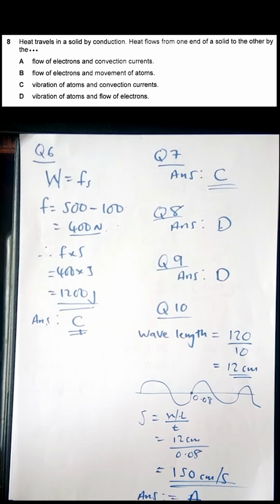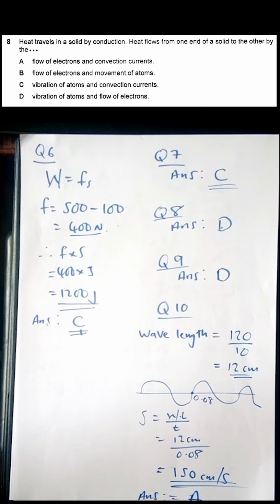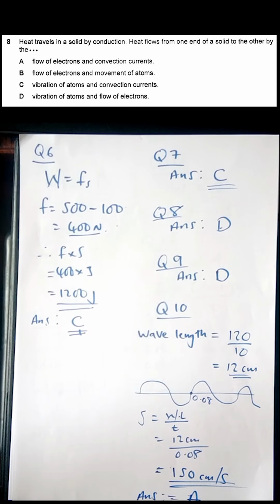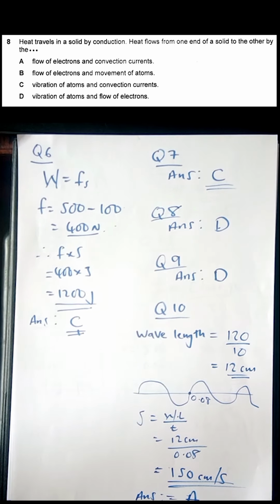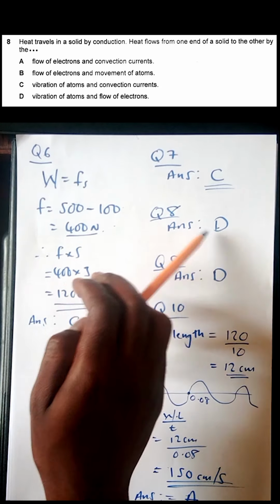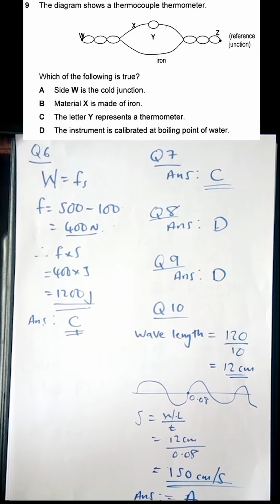Then the other one, convection currents. Convection currents only apply in liquids. So in solids, it will be vibration of atoms and flow of electrons, which is found on option D. And that's the answer for question number 8.